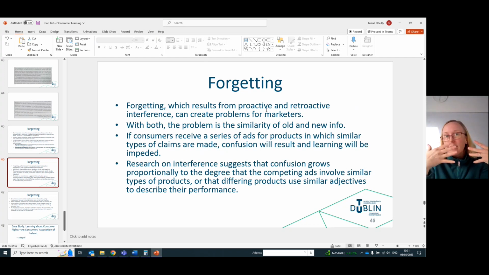And obviously, with brands in similar categories of products, we can see how that interference might happen. With both, the problem is the similarity of the old and new information. If consumers receive a series of ads for their products in which similar types of claims are made, especially FMCGs, confusion will result, and then learning is impeded. Research on interference suggests that confusion grows proportionately to the degree that the competing ads involve similar types of products, or that differing products use similar adjectives to describe their performance.